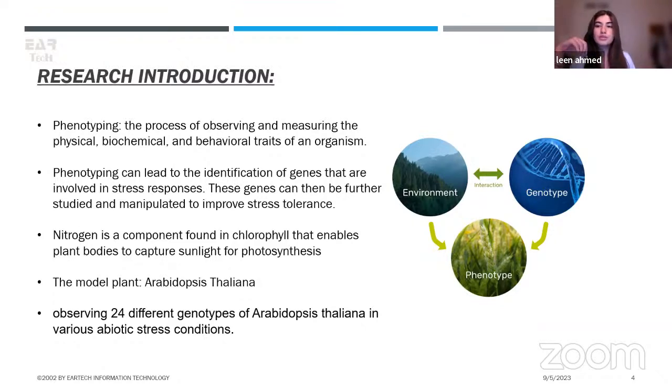Nitrogen is a component found inside the chlorophyll that enables plant bodies to capture sunlight for photosynthesis. To put it in more basic terms, nitrogen is a nutrient, and you can find it in the chlorophyll, which is the green pigment that basically makes the plant appear to be green. So it's the pigment, but it also has a very important function in plants: to capture sunlight and use it for photosynthesis, which is, as we all know, how plants make their food.